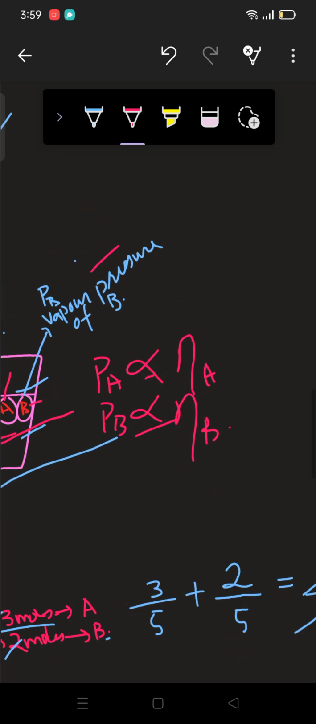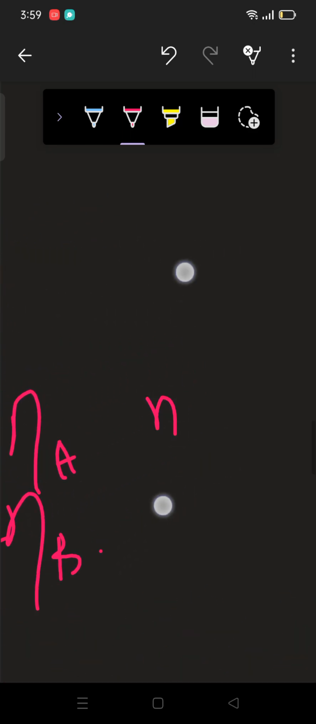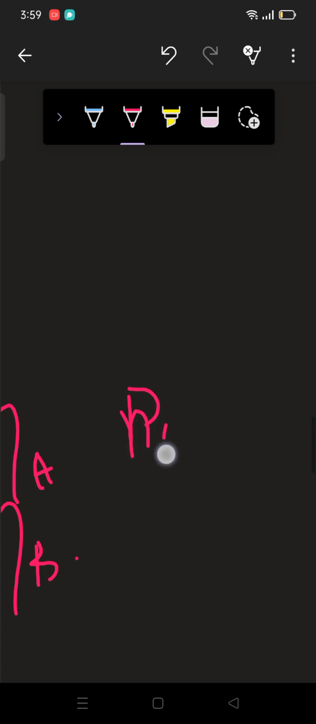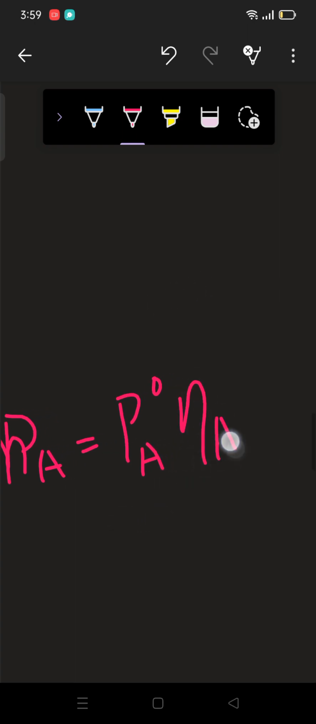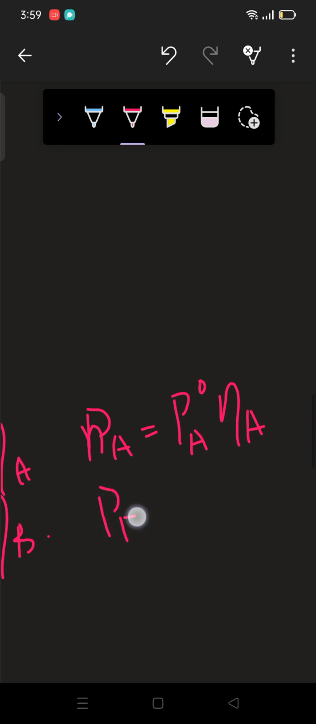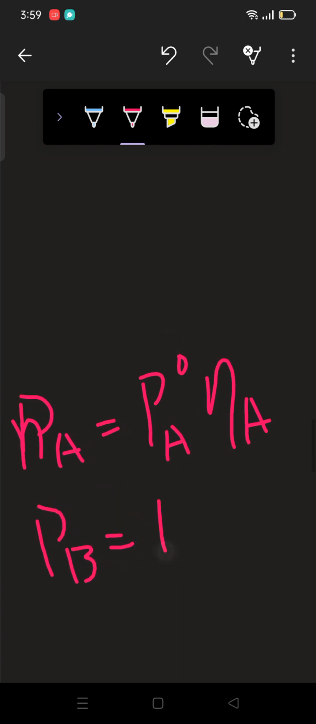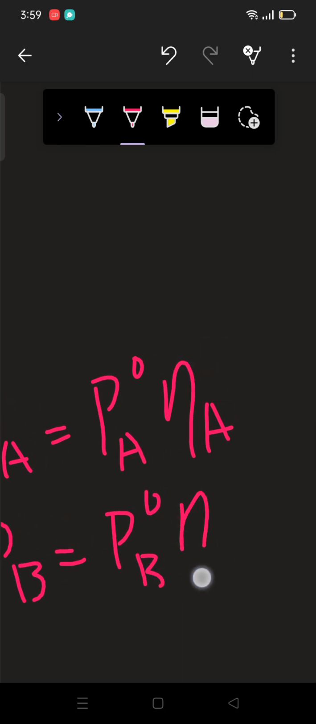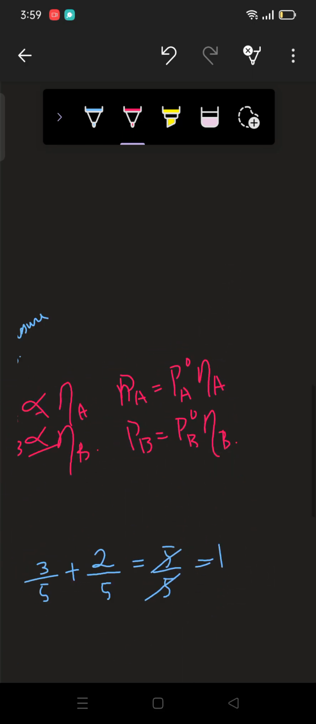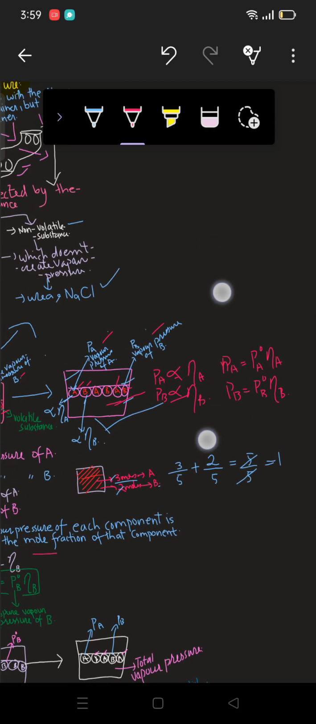So when we remove the proportionality sign, we get an equal sign and a constant. So PA is equal to P naught of A, which is the pure vapor pressure of A, into the mole fraction of A. Same, PB is equal to the constant P naught of B, which is the pure vapor pressure of B, into the mole fraction of B. This is how we applied Raoult's law.